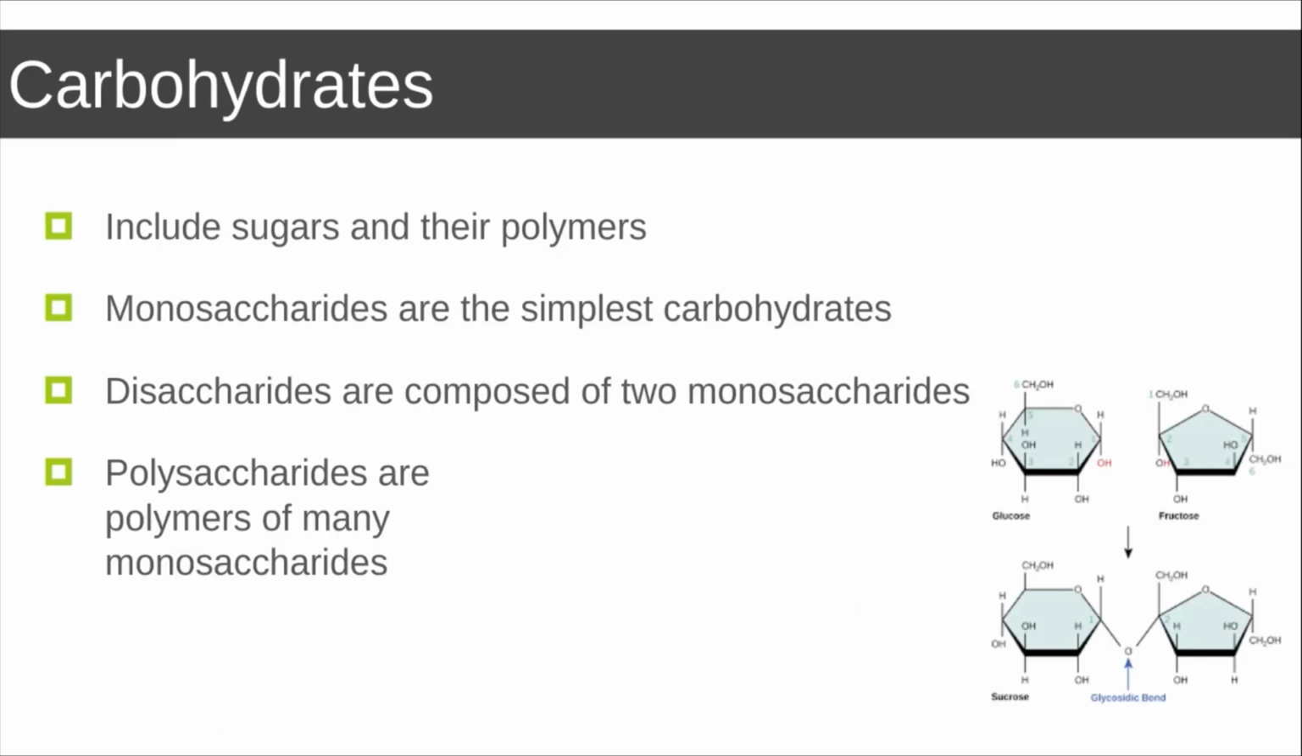Next, let's talk about carbohydrates. These include sugars and their polymers. Monosaccharides are the simplest carbohydrates. Monosaccharides are the monomers of carbohydrates. And when two monosaccharides bond together, it's called a disaccharide, and the prefix di just means two. Lastly, polysaccharides are polymers of many monosaccharides. So when more than two monosaccharides bond together, it's called a polysaccharide. Again, poly meaning many.